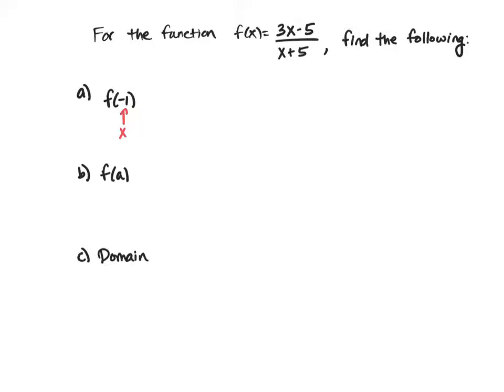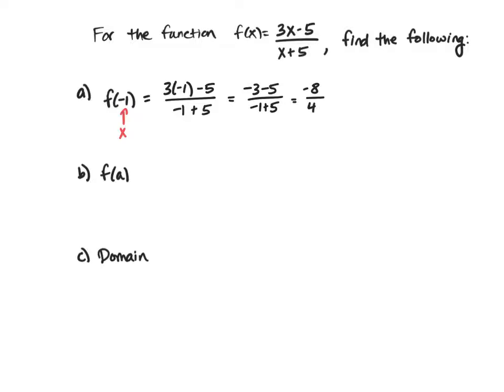So f of negative 1 is going to become 3 times negative 1 minus 5 all divided by negative 1 plus 5. Then simplify where you can, simplifying first in the numerator, then in the denominator, doing the division last. So here we have negative 3 minus 5 all over negative 1 plus 5. Subtracting, negative 3 minus 5, we have a negative 8 in the numerator. Negative 1 plus 5, we have 4.